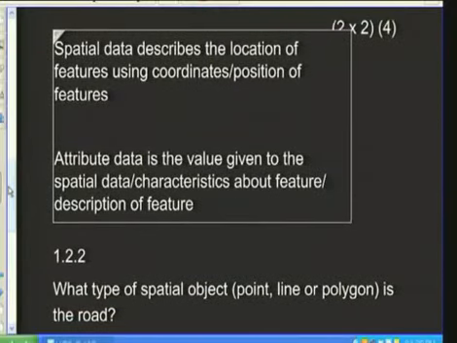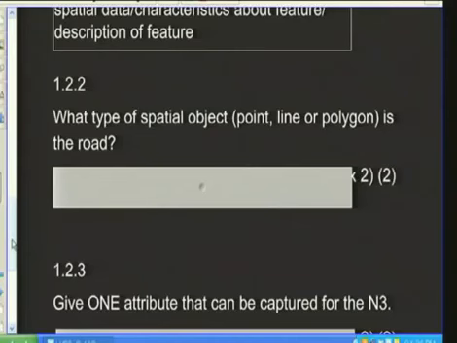So in the words of our memo, spatial data describes the location of features using coordinates, latitude and longitude, or position of features. Attribute data is the value given to the spatial data or characteristics about that feature, or in other words, a description of the feature itself. So looking at our data, they then ask you what type of spatial object, and here we need to get specific, point, line, or polygon is the road.